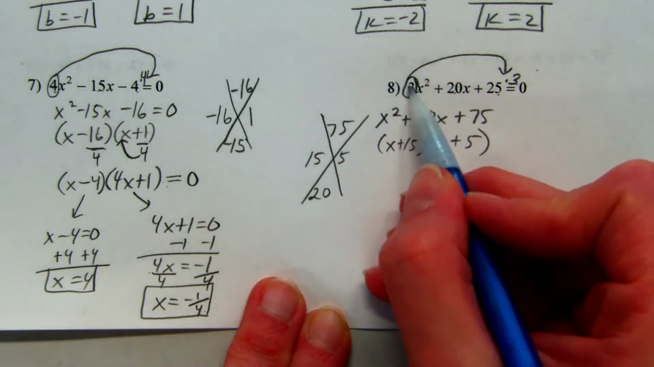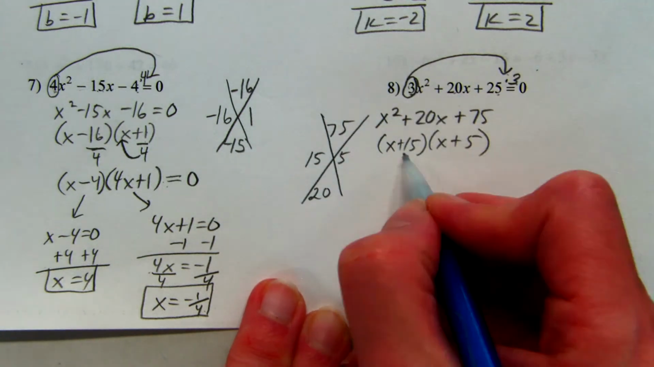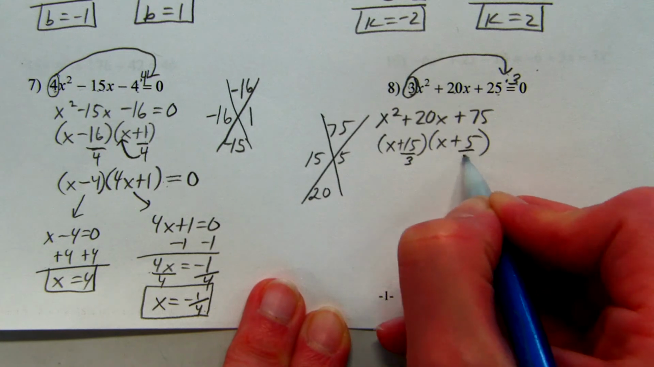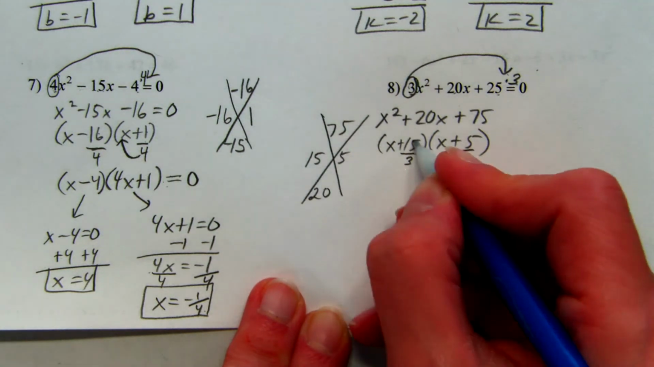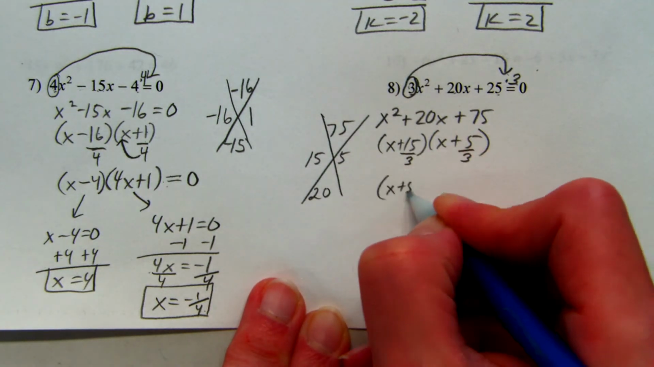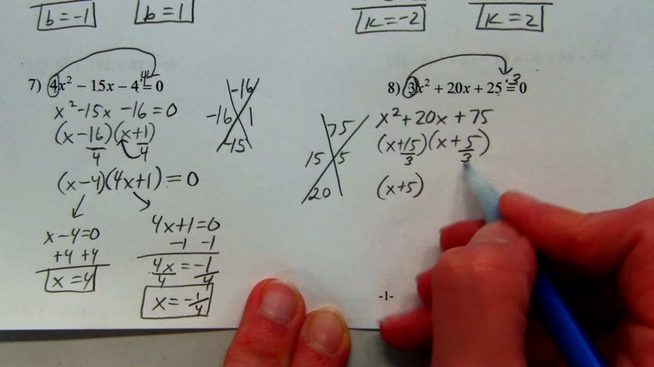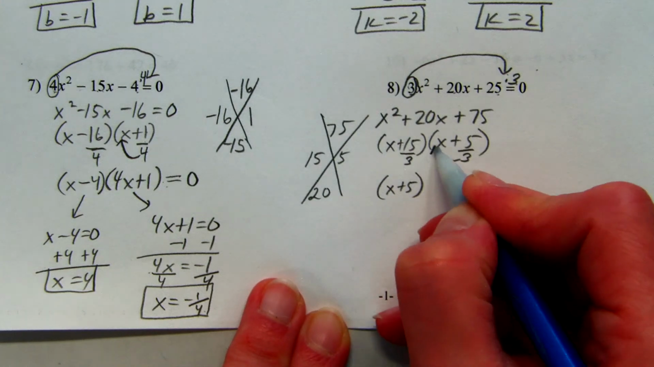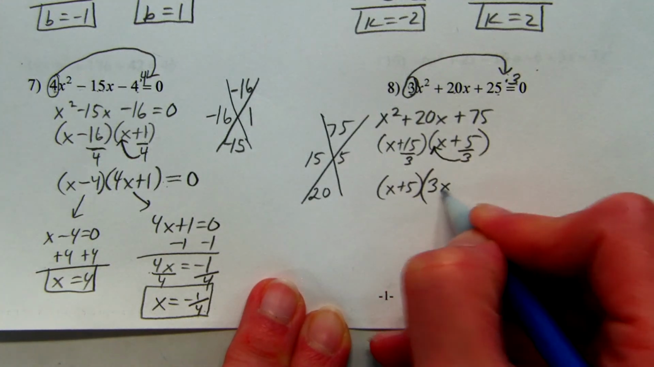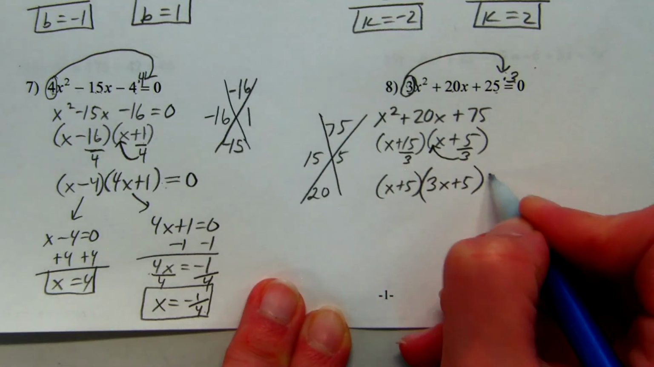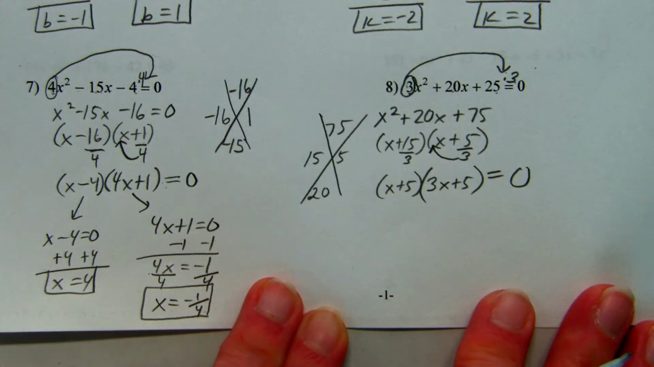Divided by 3. Since we multiplied this by 3 and that's where these numbers came from, I now have to fix that. Divide by 3. So 15 divided by 3 is 5. We can go ahead and simplify that fraction. This one doesn't simplify. We'll go ahead and slide that up. 3x plus 5, and then it equals 0.